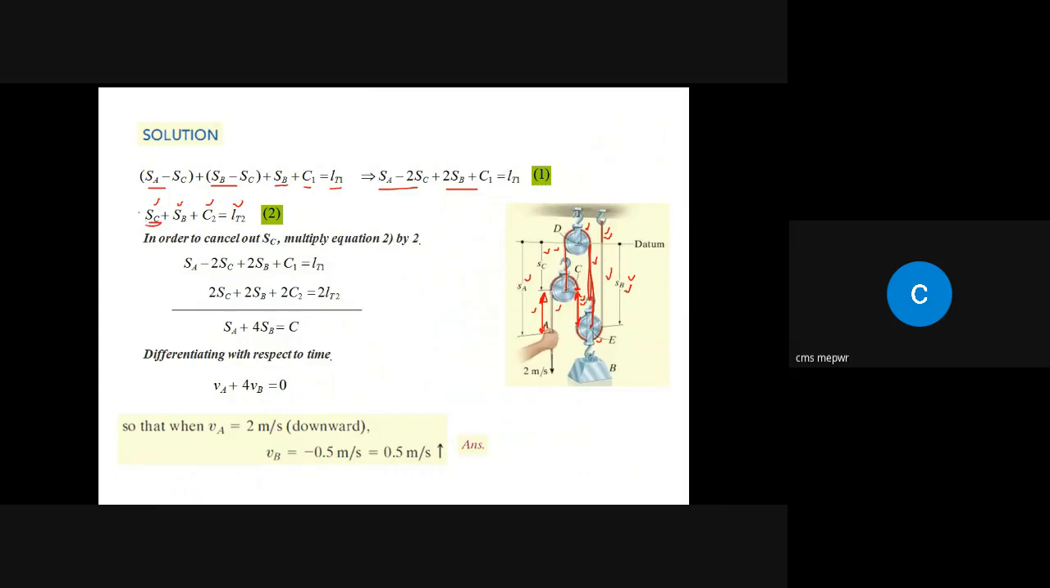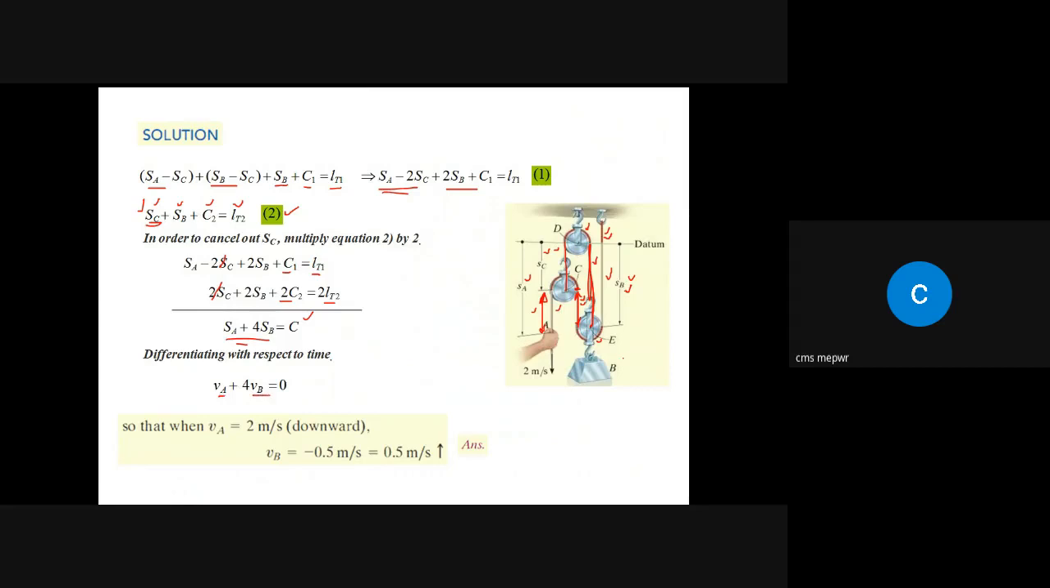So we can multiply equation 2 with 2 and add it with equation 1. When you do so, this 2SC will be cancelled out, and when you add both of them, you will get this equation. Again, C1 plus 2C2, the constant lengths, we will move to the right side and combine all those constants into one constant, C. Differentiating this equation with respect to time, you will get VA plus 4VB equals 0.